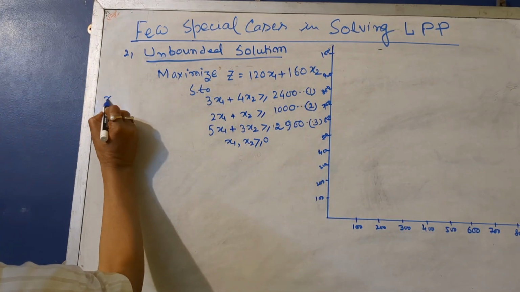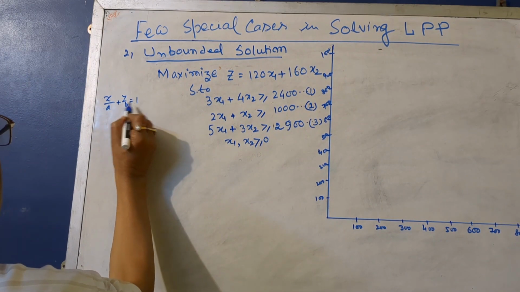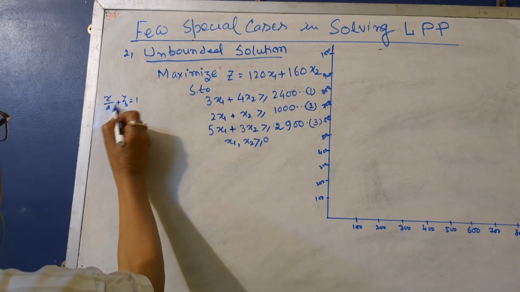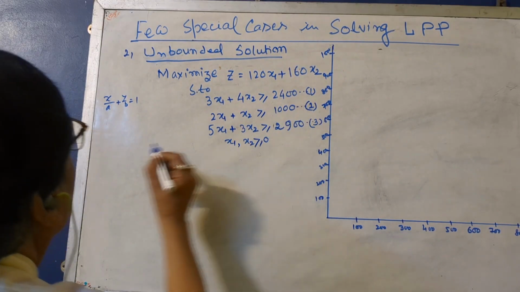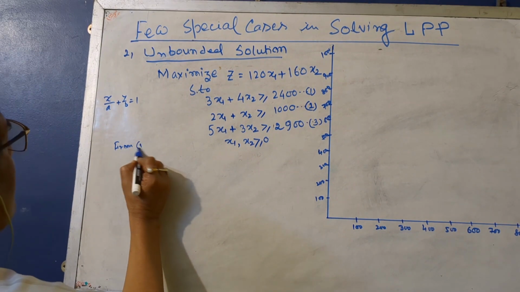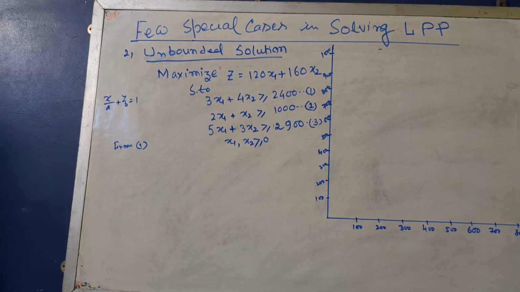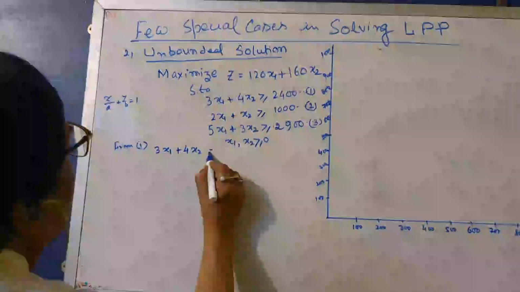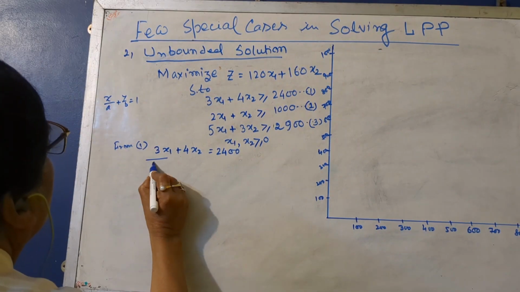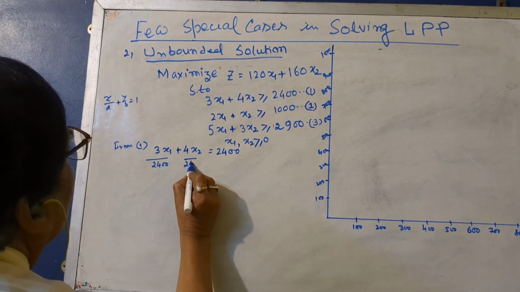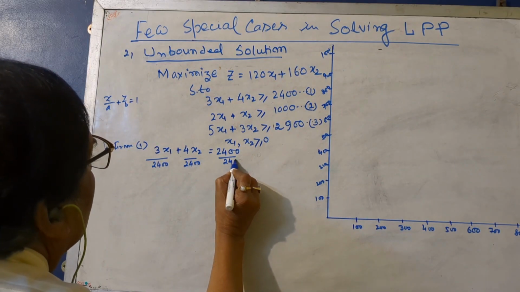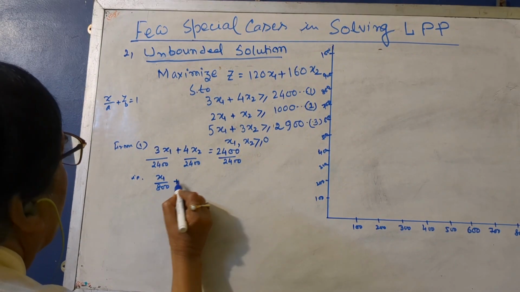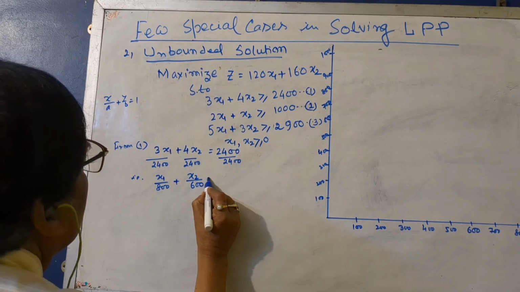Take one equation, the same concept, x by a plus y by b is equal to what? This form of straight line we use to plot the graph. इस तरह का फॉर्म में है तो x से a कट किया, y एक्सिस से b कट किया, इस तरह से लाइन ड्रॉ कर सकते हैं. तो फ्रॉम वन एक एक करके करते हैं. From one, 3x1 plus 4x2 is equal to 2400, divided by 2400. That is x1 divided by 800 plus x2 divided by 600 is equal to 1.